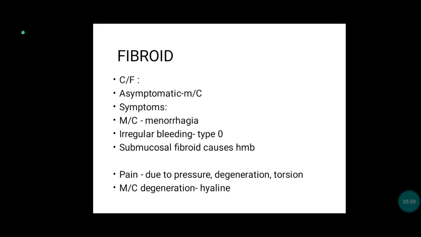Menorrhagia means heavy menstrual bleeding, but there will be no irregular bleeding. So menorrhagia is the most common symptom. The fibroid which can cause irregular bleeding is the type 0 fibroid. Type 0 fibroid is the one which causes irregular bleeding.